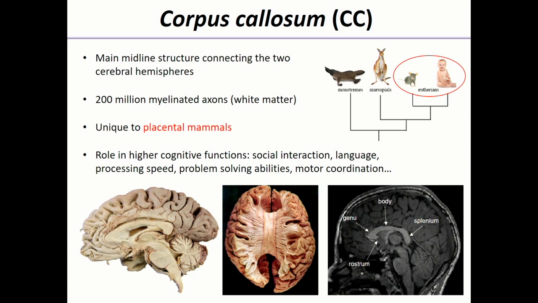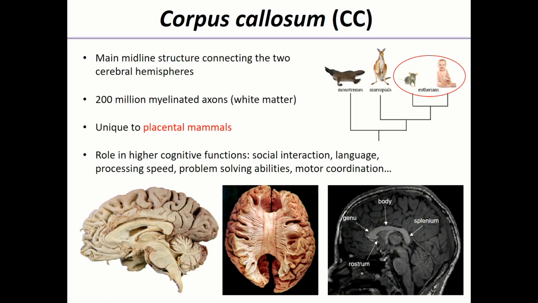Let's see if I can use my own corpus callosum to use the pointer and talk to you at the same time. Here you see the corpus callosum. It's a white matter structure. It's a sagittal section of a postmortem brain. You can see it here on this brain MRI. It is composed of 4 parts: the rostrum, you see here, the genu, the body, and the splenium.